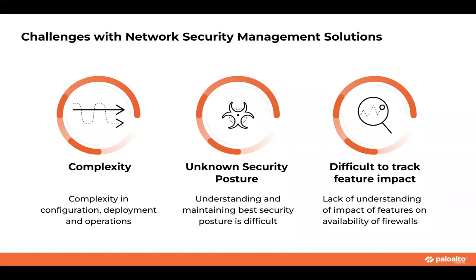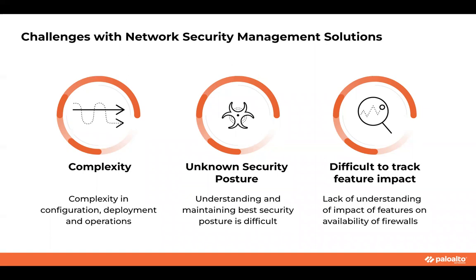The more the configuration grows, the more important it is not to expose any security holes with larger configurations, and to maintain a good security posture. And there are also multiple features coming out to protect network infrastructure, users, and applications. So with all the features available on the firewall, how do you track the impact of these features?